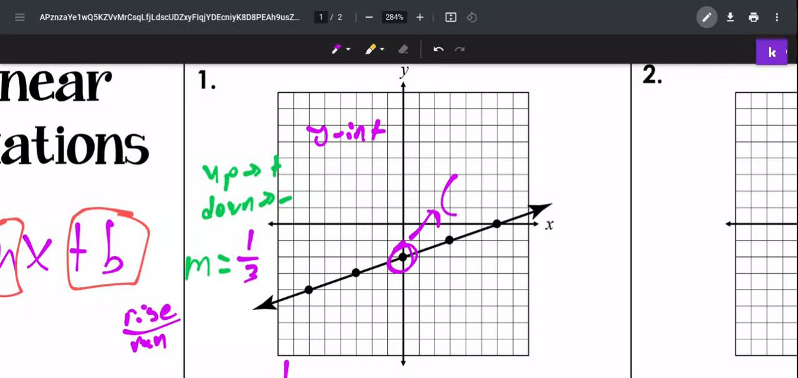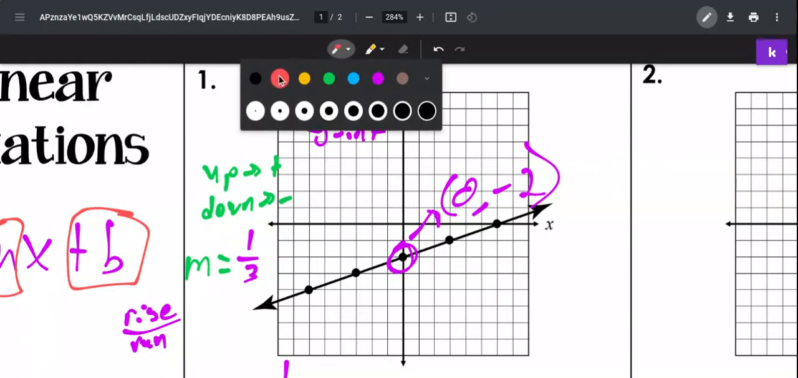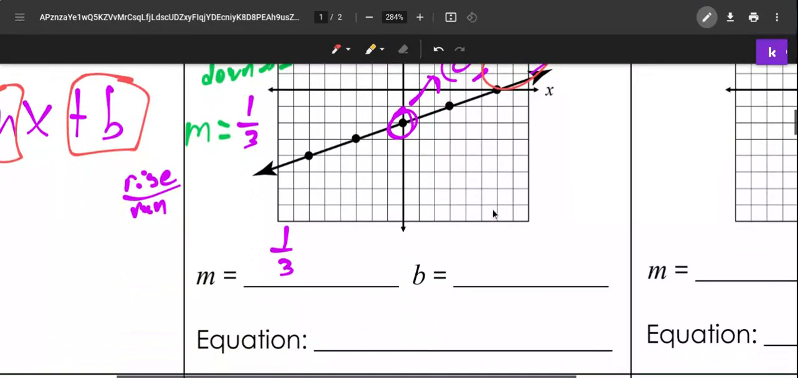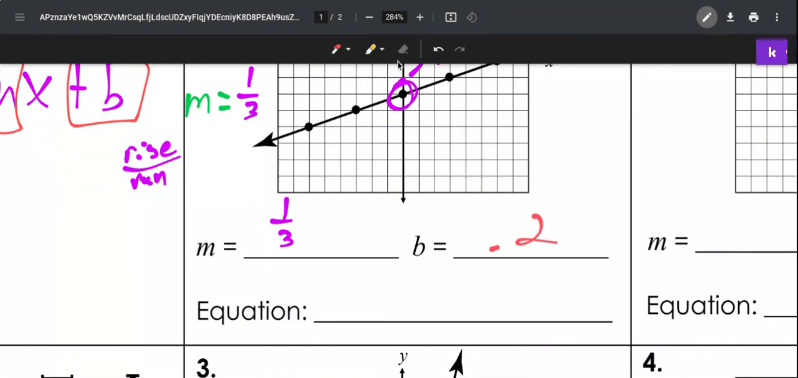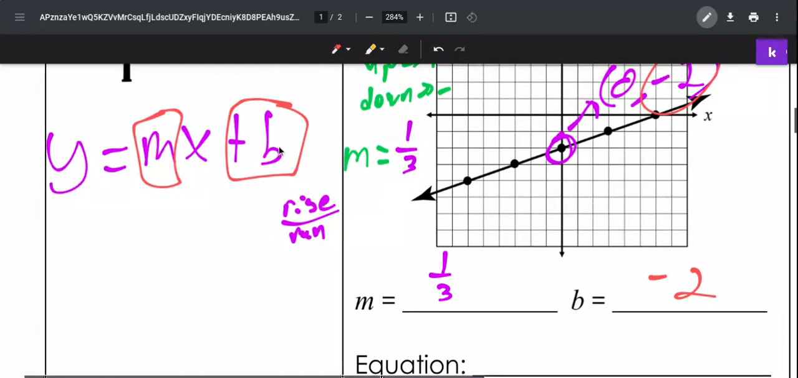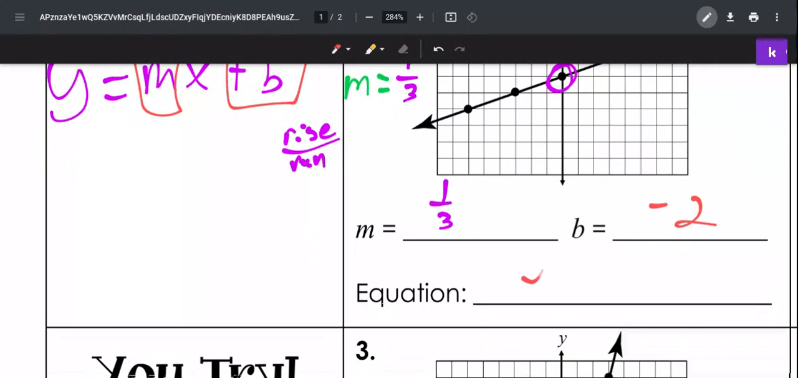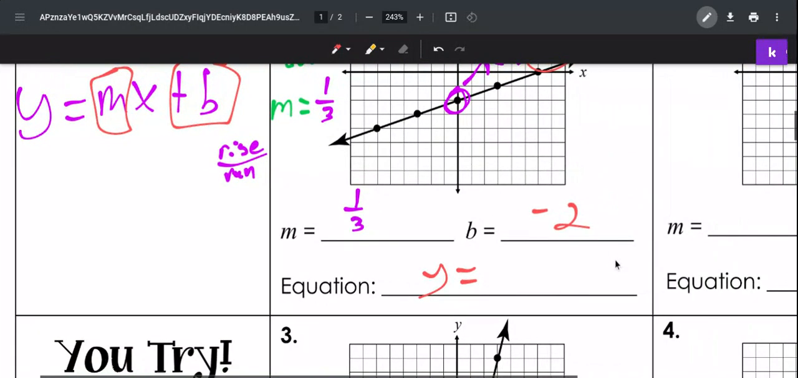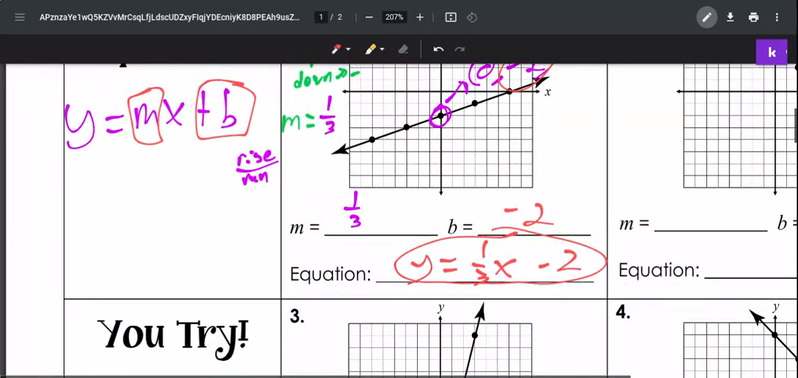Now, the actual point would be (0, -2). For b, we just pick out the -2. All right, so -2 is b. Now, when we write that in our equation, we're going to write y equals mx plus b. And instead of m, we're going to write 1 over 3. Instead of b, we're going to have -2. So y equals m, which would be 1 over 3, x. Now, instead of plus b, in this case, it's minus 2 because b is negative. So -2. And that would be our equation.